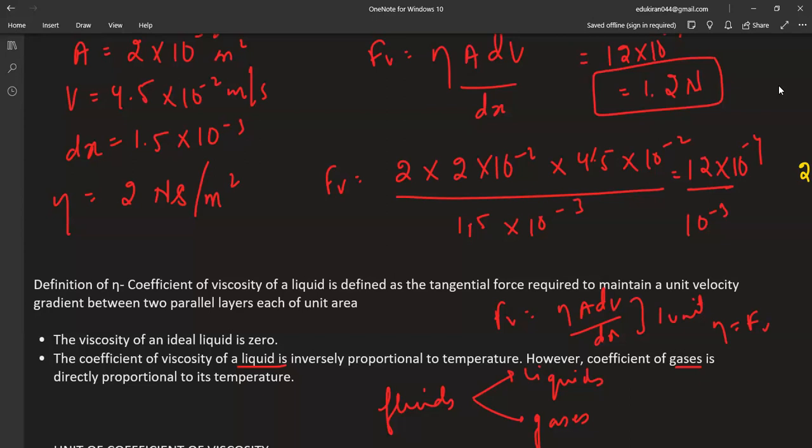The SI unit of the coefficient is Newton second per meter square. Yes, Harsha, you're asking something? The SI unit of the coefficient is Newton second per meter square. Yes, yes. Or you can simply use decapoise. Okay.